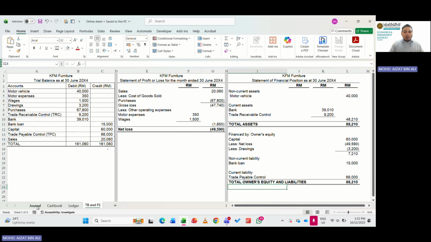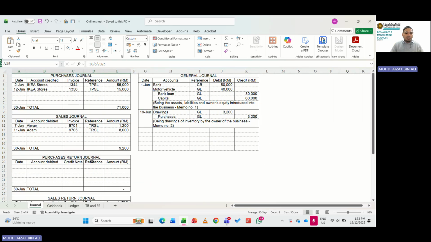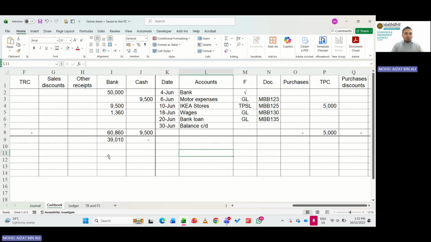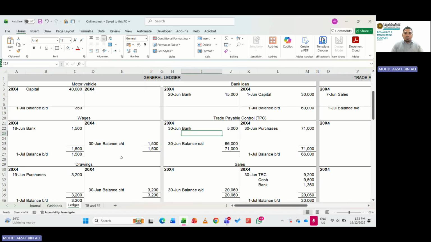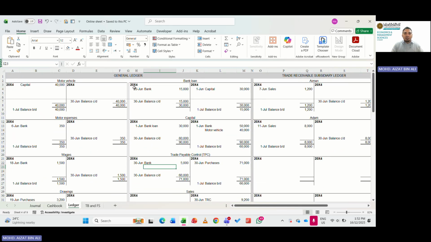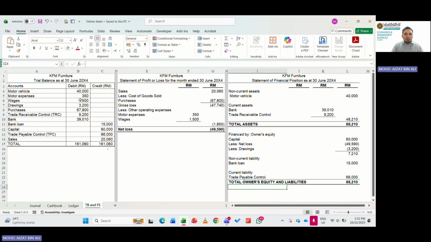Okay. So here again, just to recap, that's it. Firstly, what we did was we recorded all the transactions into their respective journals, and then we recorded everything into the cash book. Okay. And then we posted those balances into our ledger, separated into general ledger and also subsidiary ledger. And lastly, we prepared our trial balance and financial statements, both SOPL, statement of profit or loss, and statement of financial position.